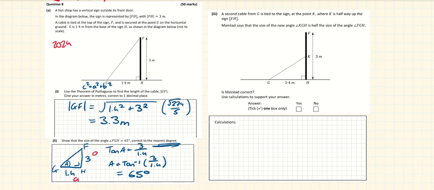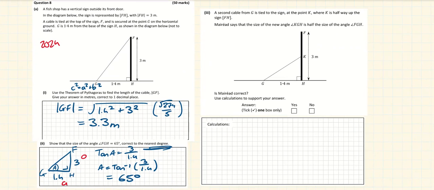Now, as the continuation of that question, you're told that a second cable is tied to the sign at the point K, and K is halfway. So halfway, half of 3 is going to be 1.5. So that's the key thing here. And she says that the new angle is half the size of the angle. Is she correct? Well, let's find out.